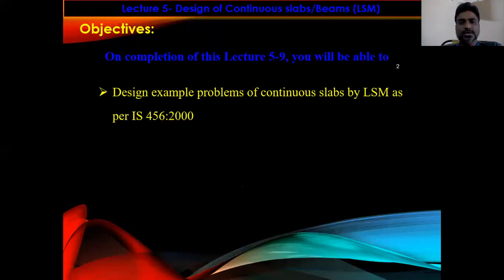So the main objective of this lecture is that after completion of this lecture, you are able to know how to design a one-way slab, a continuous one-way slab, by the limit state method as per the coefficients proposed by IS 456:2000. In this we are going to solve a simple example problem on how to design the continuous one-way slab.